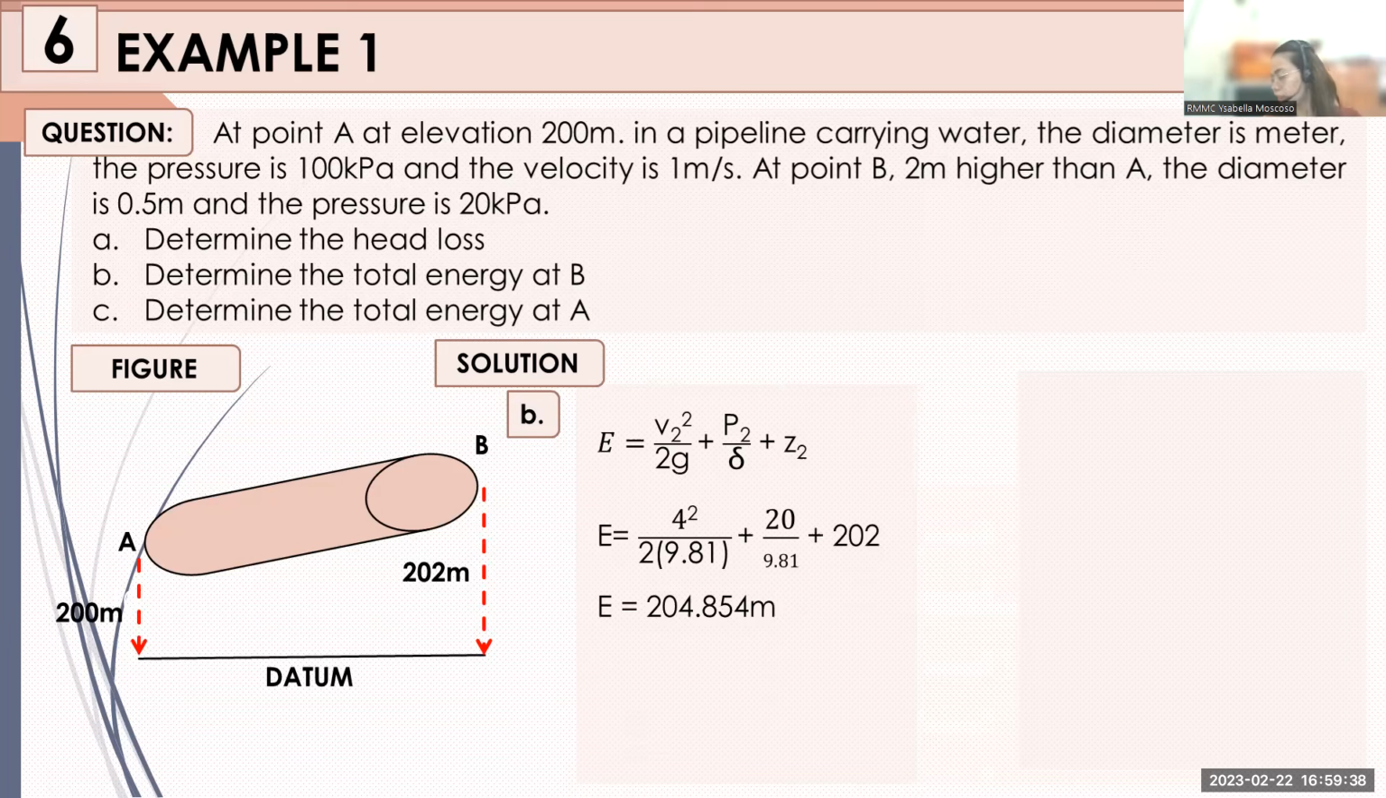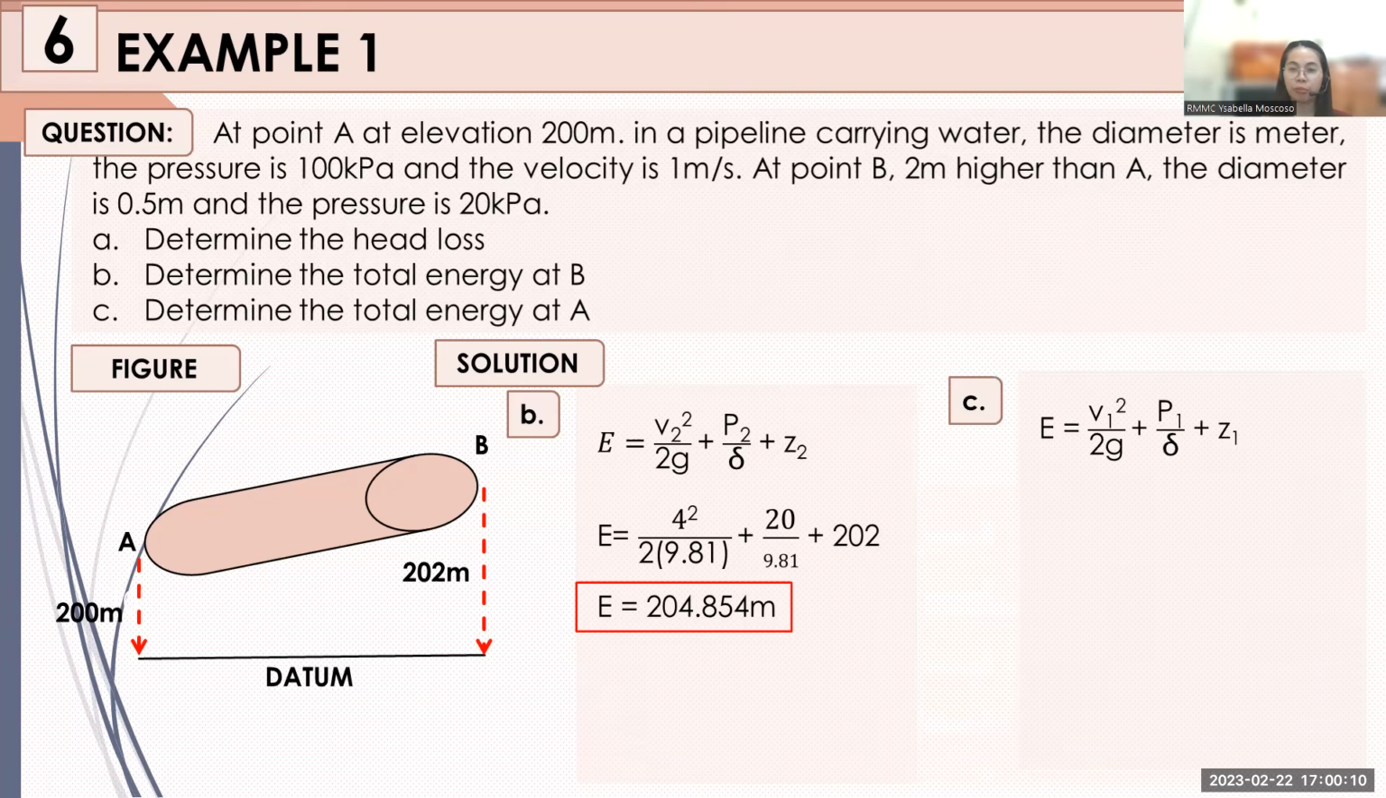Kindly check, no? If that is 204.854. Sige, check natin. Okay, so you have 4 squared. Sige, sabayan nga ako. You have 4 squared times 2 times 9.81 plus 20 divided by 9.81 plus 202. And that is equals to 200.854. Okay, that is your energy at point B.